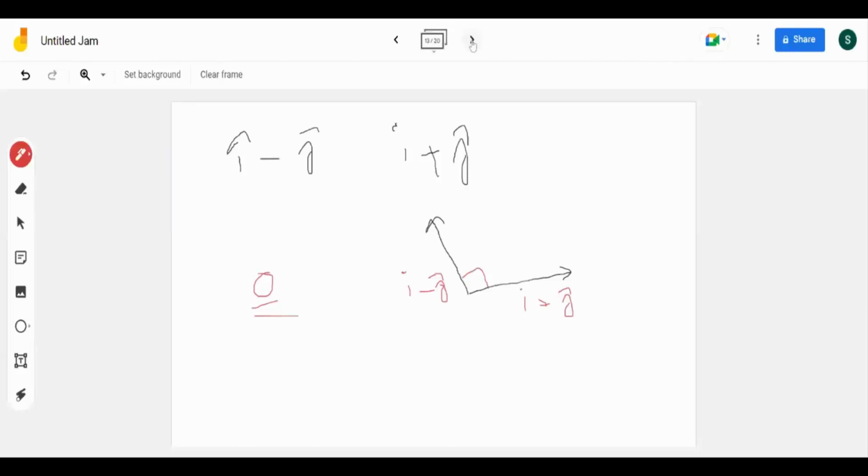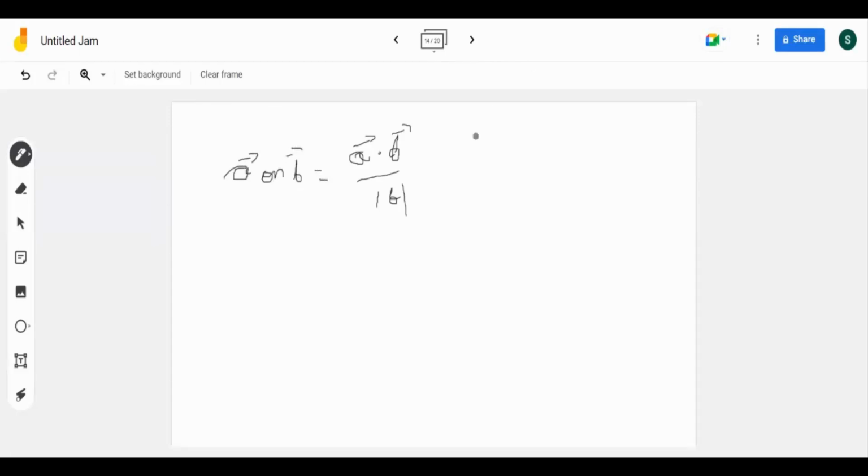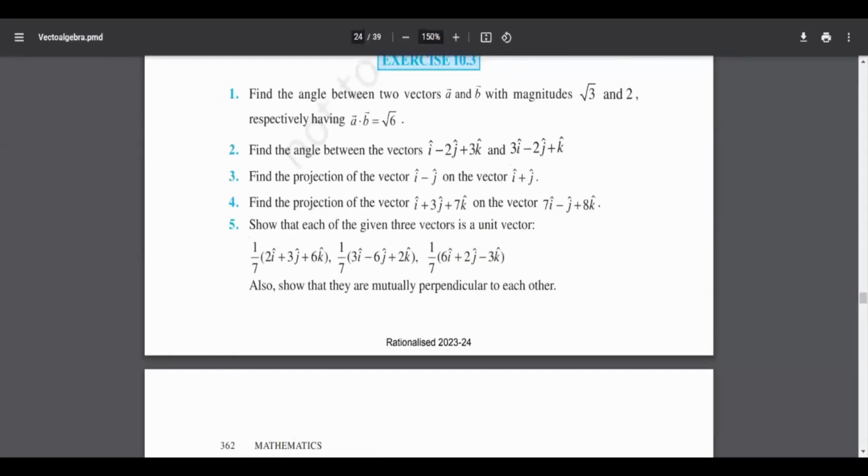You can also apply the formula of projection to check. The projection of A on vector B is A dot B by mod B. You can apply this formula and see that A dot B is 0, so the projection is 0. Or you can directly see these two vectors are perpendicular.